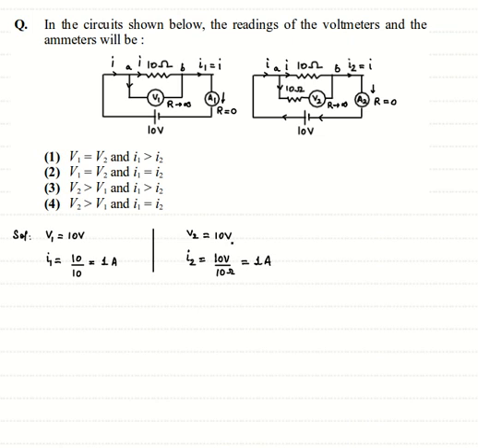So we clearly see that the voltages are also equal and the currents are also equal. That means V1 equals V2 and I1 equals I2, which is given to us in option 2. So the correct answer to this question would be option 2. Since it was not mentioned what the resistances of the ammeters and voltmeters are, remember the key to this question is that ammeters, their resistance should be taken as 0, and voltmeters, their resistance should be taken as infinite.